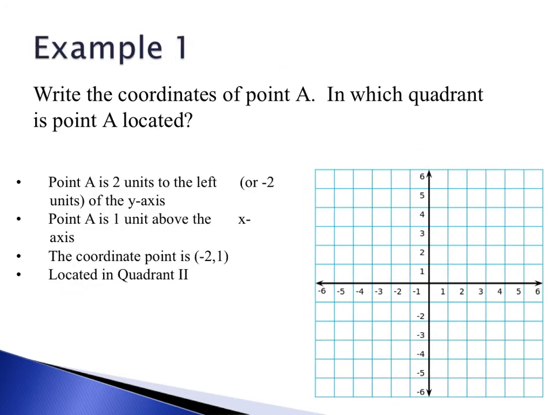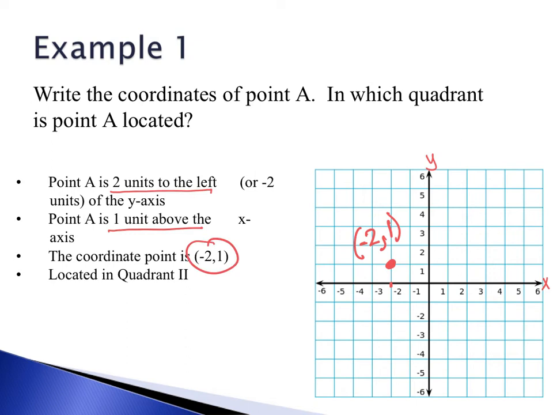For example 1, it says point A is 2 units to the left of the y-axis and 1 unit above. So 2 units to the left. Again, remember this is my x, this is my y. So 2 units to the left is going to put me right here at -2 on the x-axis, and then 1 unit above is going to put me right here. Because I list my x first, I went 2 to the left, which is a -2, and I went 1 unit up, or in the positive direction, so I have a +1 for the y. So our coordinate point is -2, 1.